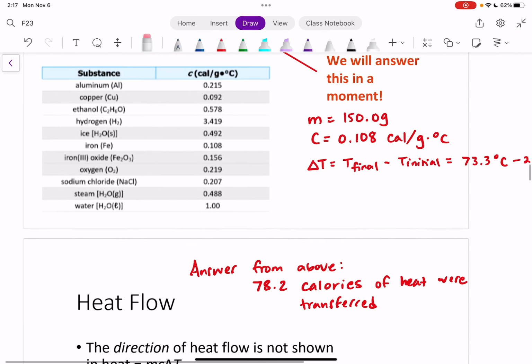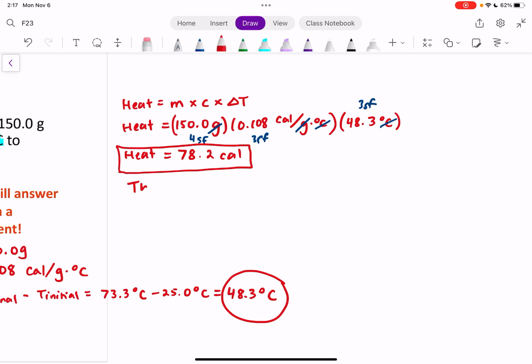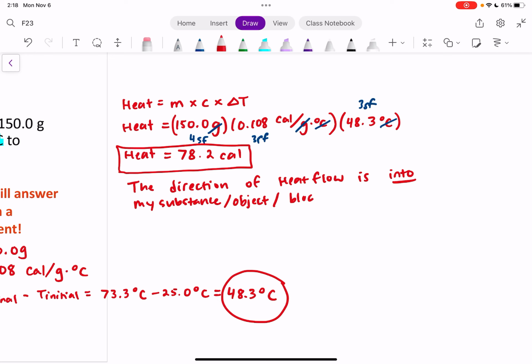So when I ask for the heat flow here, how would we answer that question? What is the direction of the heat flow? I would say the direction of the heat flow is into my substance, or object, or block of iron, whatever you want to say there. If I cooled it down instead, if it was the opposite, I'd say the direction of heat flow is out of my substance. So that's what I'm looking for there.